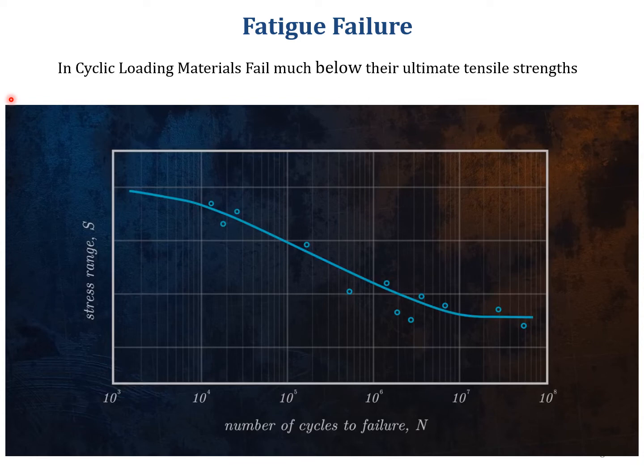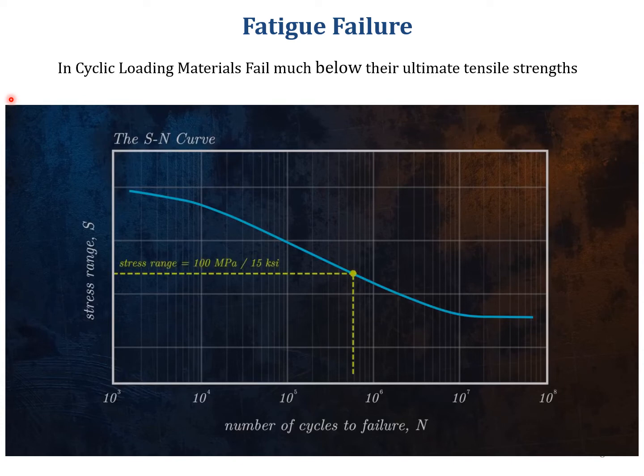The SN curve allows you to calculate the number of cycles until a component is likely to fail for a given stress range. For example, if we have a stress range of 100 MPa or 15 KSI, this SN curve tells us that the number of cycles to failure is 500,000. If we know that our component is subjected to 1 cycle per minute, we could predict that our component will fail due to fatigue after approximately 1 year.